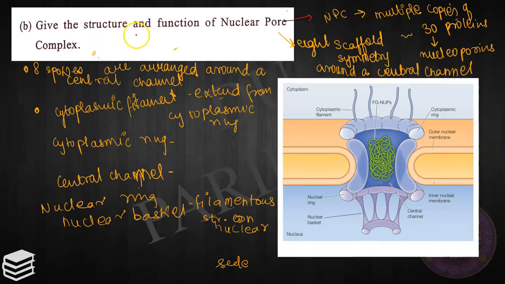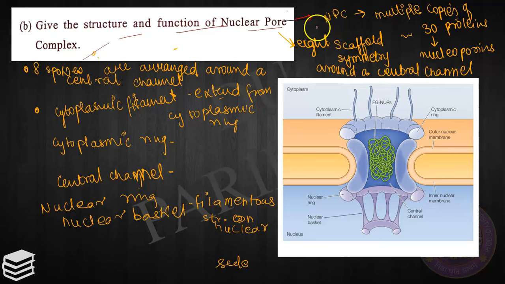Now let's see the third question, second part. Give the structure and function of the nuclear pore complex. As we know, the outer and the inner membranes are joined at the nuclear pore complex. It is the only channel for the transport of different molecules between the nucleus and the cytoplasm.